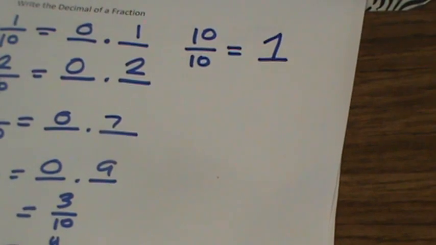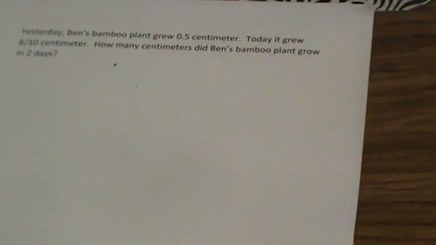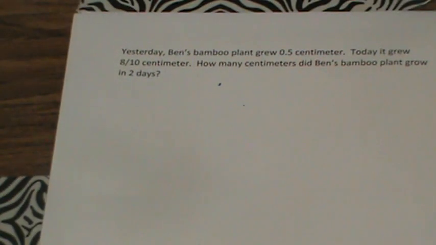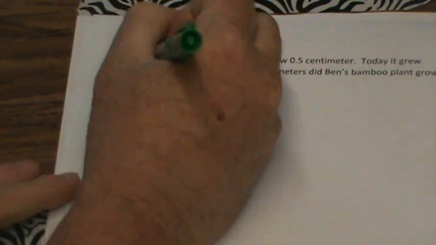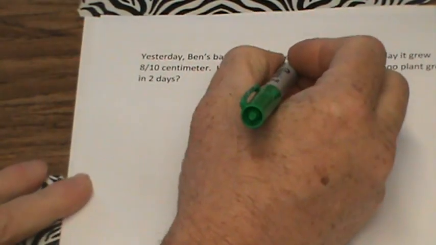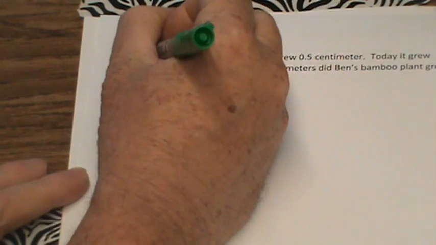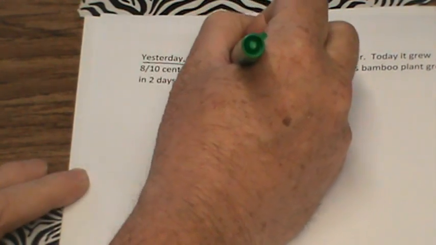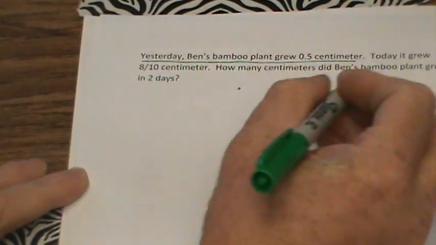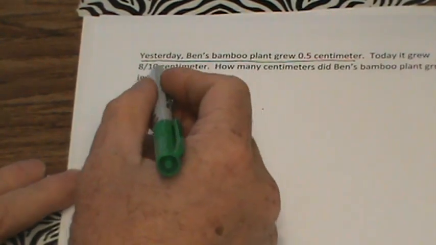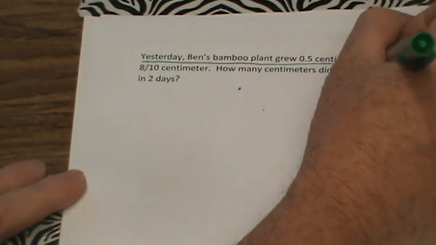Let's move on to the application problem, and it's a doozy. You don't need to get out your highlighter. We won't work with a highlighter, just work with your pencil. I'll work with a green pen. And let's read what's going on. Well, yesterday, Ben's bamboo plant grew 0.5 or 5/10 centimeters. So that's something we know, so we underline that. We also know today it grew 8/10 centimeters, so that's something else we know.